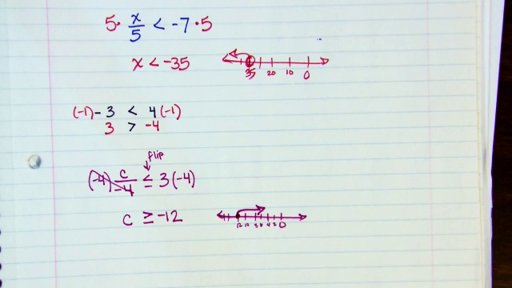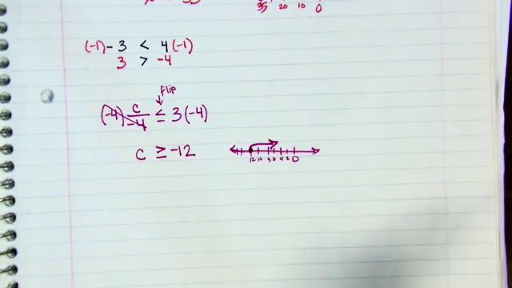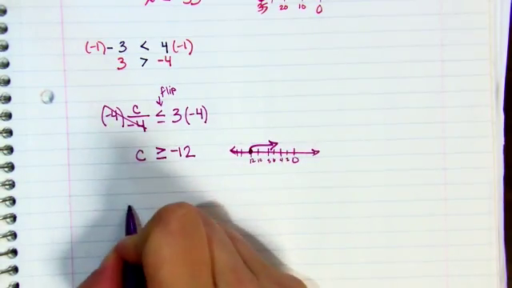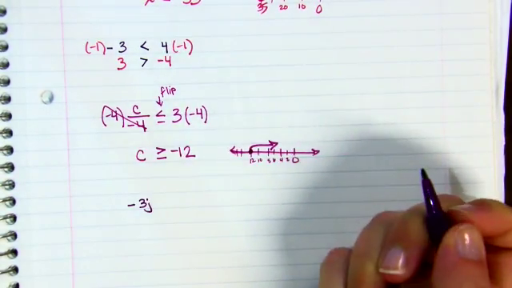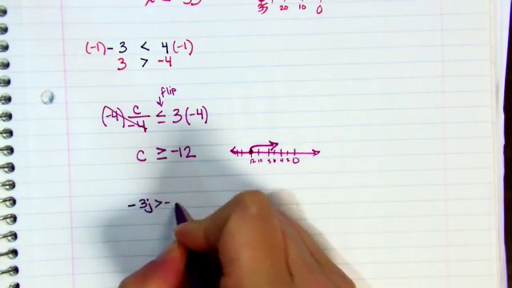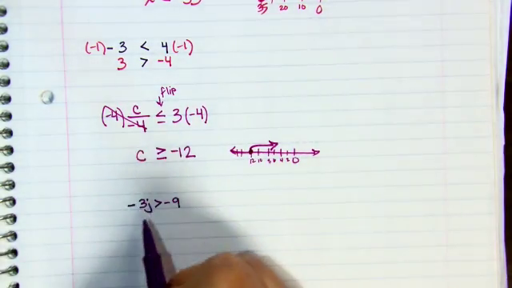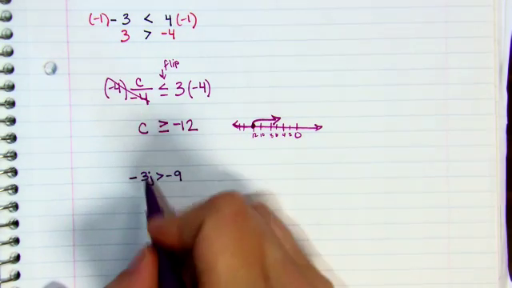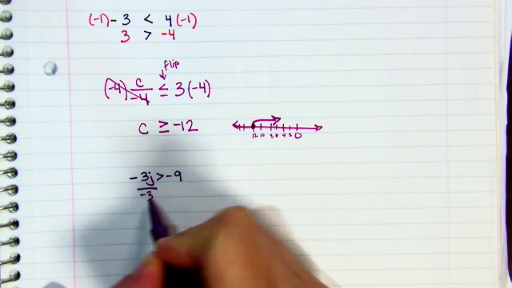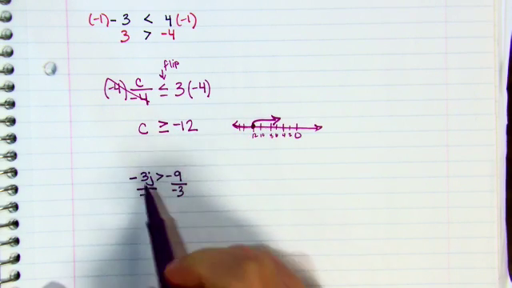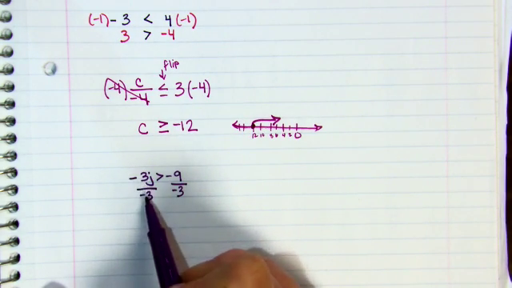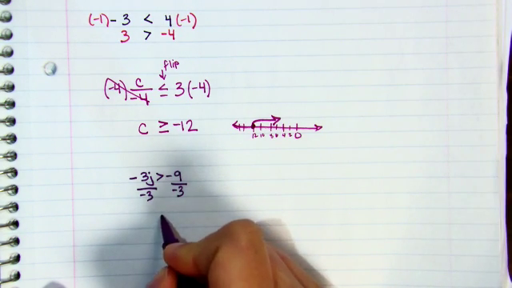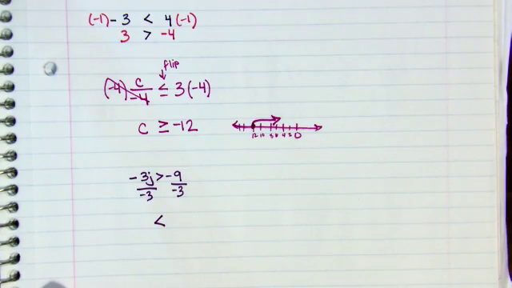Now, we run into the same situation when I'm starting with a multiplication problem. So for example, -3j is greater than negative 9. In this case, my variable is being multiplied by a negative. That means I need to divide each side by a negative 3. So it's this negative 3 that each side is being divided by that makes it so I have to flip my inequality symbol. So that's going to change directions.